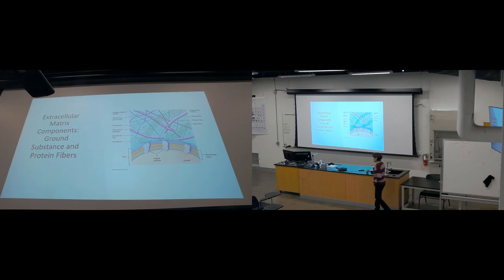Okay, so the cells are not floating in space. They are held in a particular area, and that area is called the extracellular matrix. In the extracellular matrix, we have ground substance, which in this case is made by these proteoglycan aggregates, which are a protein with a carbohydrate attached to them.